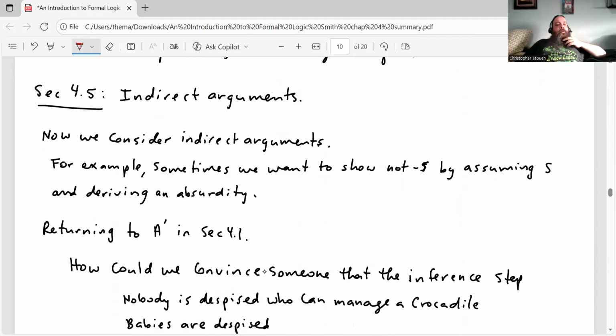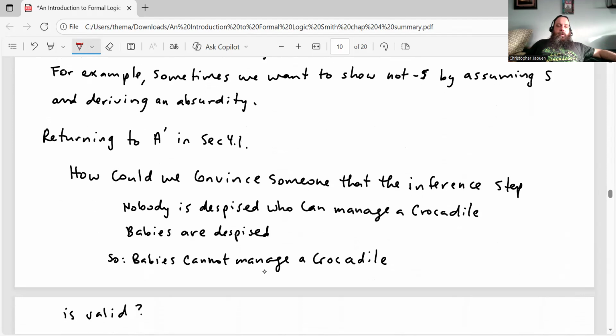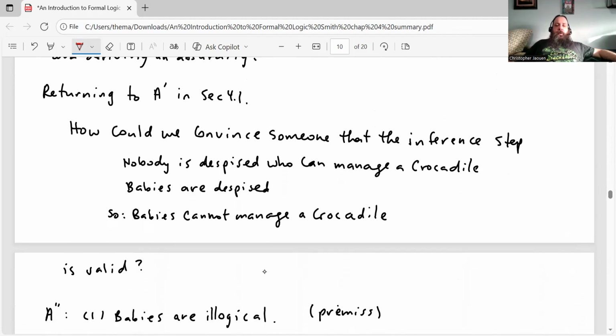Okay, and then we get to section 4.5, which is on indirect arguments. Now we can consider indirect arguments. For example, sometimes we want to show not S by assuming S and deriving an absurdity. So returning to A prime in section 4.1, how could we convince someone that the inference step, nobody is despised who can manage a crocodile, babies are despised, so babies cannot manage a crocodile, is valid?